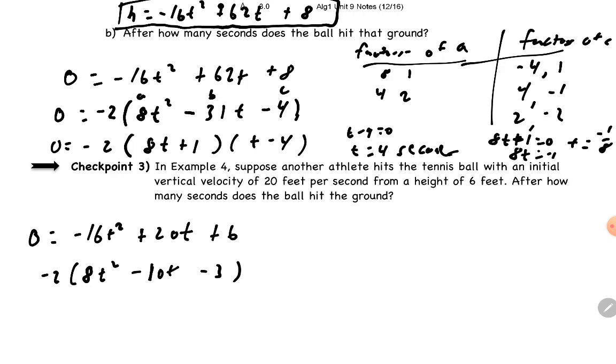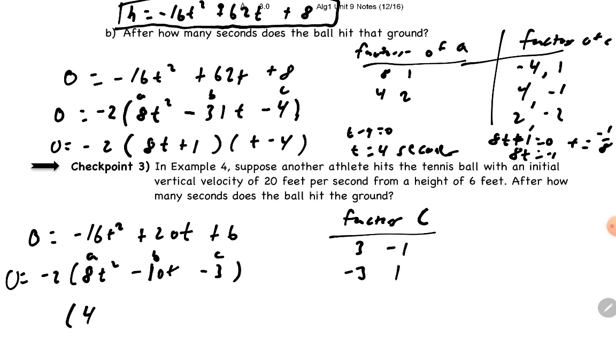Alright. And this is equal to 0. So I'm going to factor this. And this, so factors of A. So factors of A are the same, but factors of C are different. We have 3 and negative 1. Now don't be confused, we're working at this A, this B, and this C. A is 8, B is negative 10, C is negative 3. So factors of C, we have 3 and negative 1, and negative 3 and positive 1.